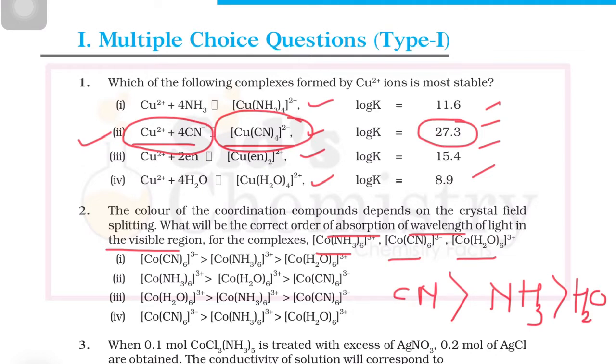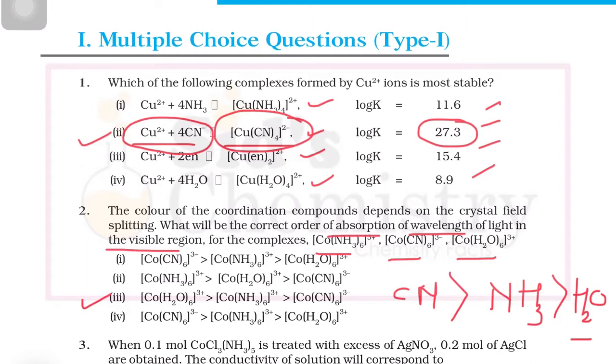If the splitting value is high, the energy will be high, and if the energy is high, the wavelength will be less. So we have to consider that the ligand which is the weakest has the highest wavelength in its particular complex, and we arrange aqua as the highest value, which is only available in option number 3. So aqua is more than amine is more than cyanato.